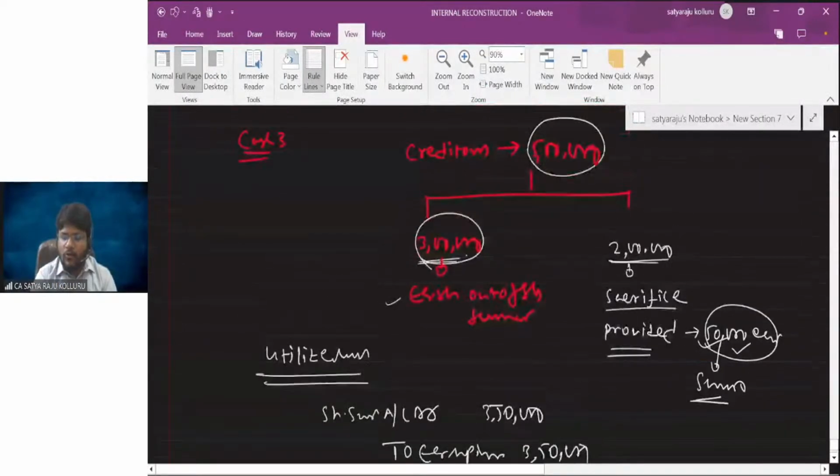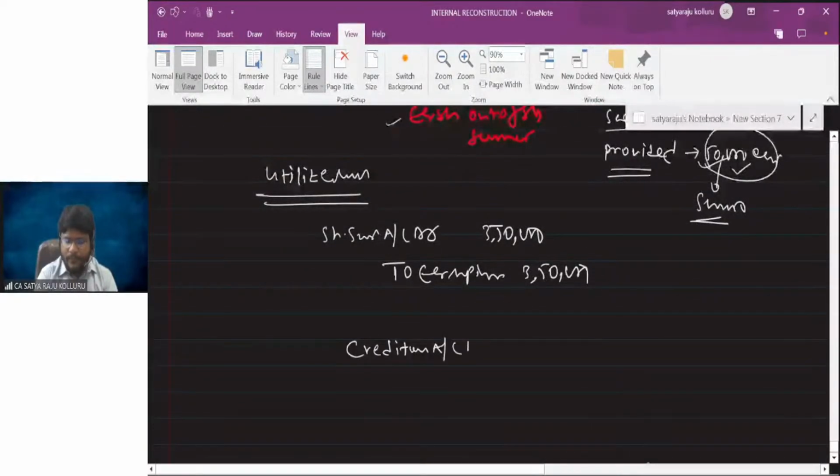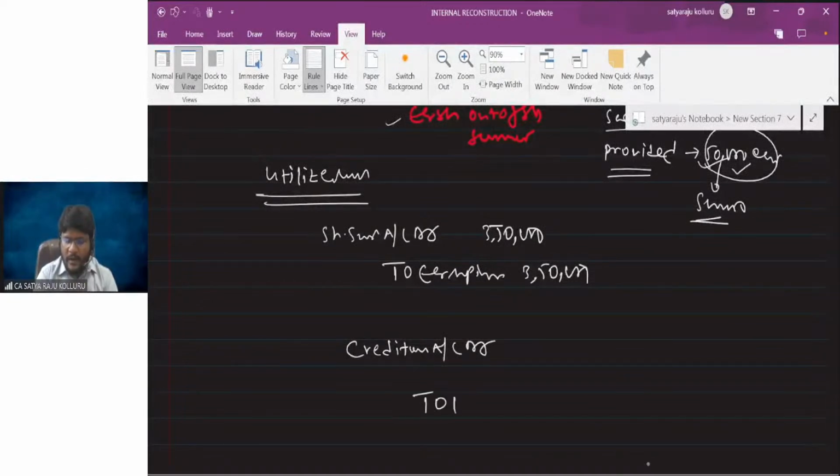Sir, now you are settling the creditors, right? Please all of you concentrate. Creditors account data to reconstruction account. Sir, how much amount you utilized for share surrender, to that extent you should recognize as a profit, because you are utilizing the share surrender, so now you should recognize the profit. That means I utilized 3,50,000 balance of share surrender. That's why I should transfer 3,50,000.